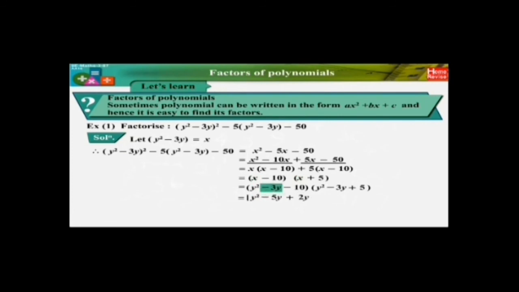Now again we will factorize y square minus 5y plus 2y minus 10, and y square minus 3y plus 5, which is equal to y into y minus 5 plus 2 into y minus 5, and y square minus 3y plus 5, which is equal to y minus 5 and y plus 2, and y square minus 3y plus 5.